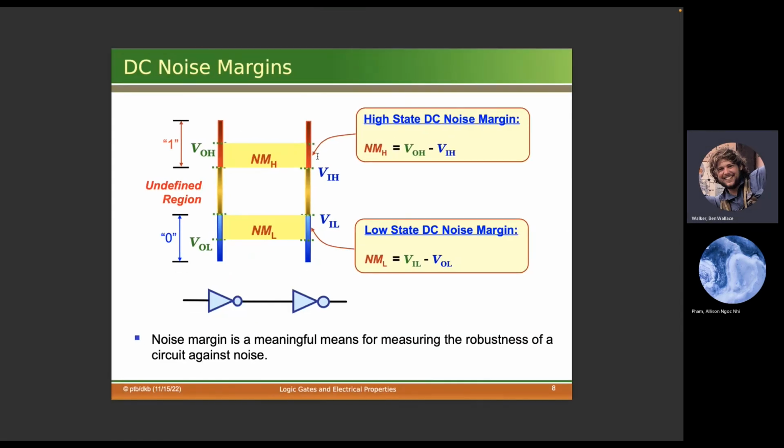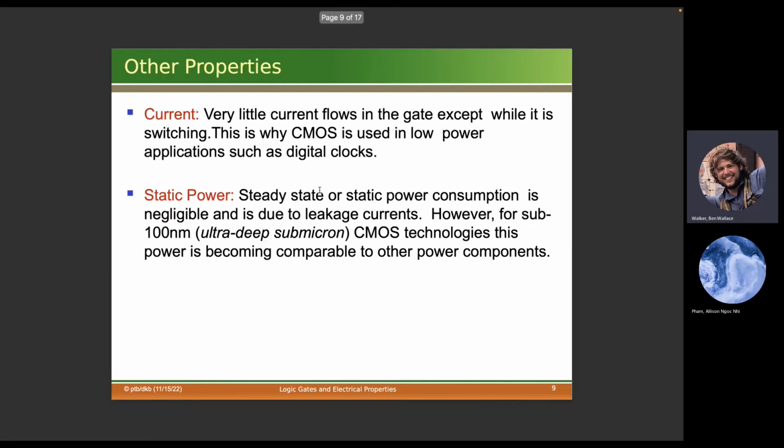Noise margins basically tell you how much space you have against noise. So if our signal is noisy, it can go into these undefined regions, and that can be bad.